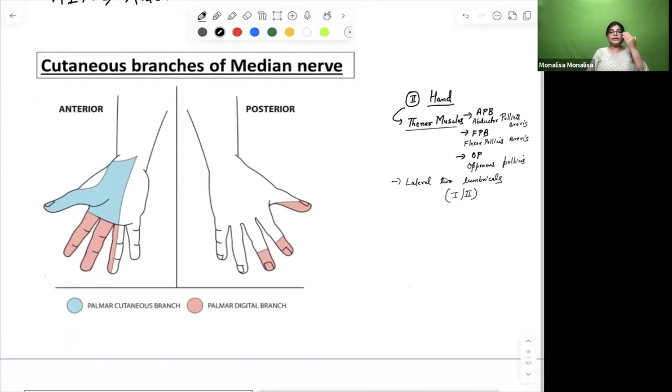I also want to show you the cutaneous distribution. When we talk about cutaneous distribution, it gives innervation on the dorsum of the hand, the lateral part of the dorsum, and the palmar aspect. Which part of the dorsum? Only the nail beds. So the median nerve is supplying the nail beds.